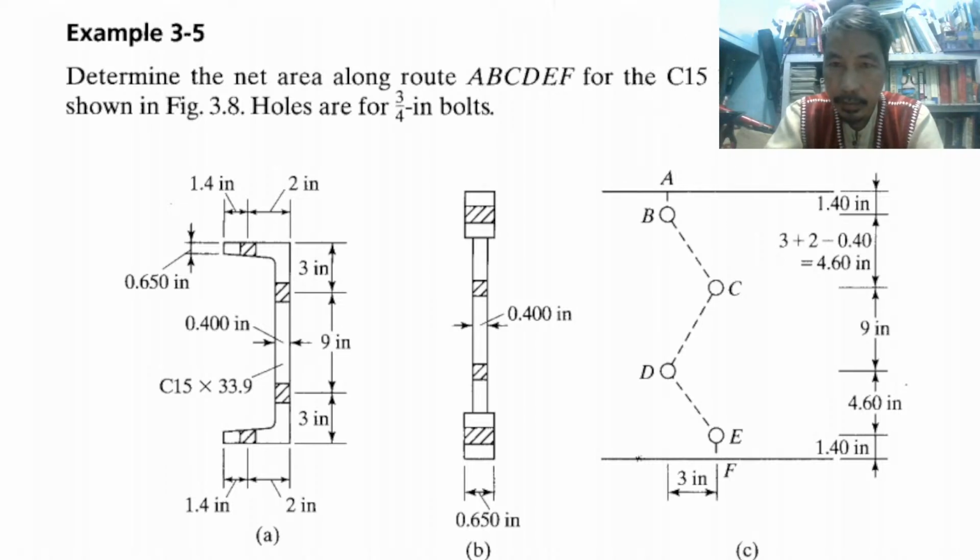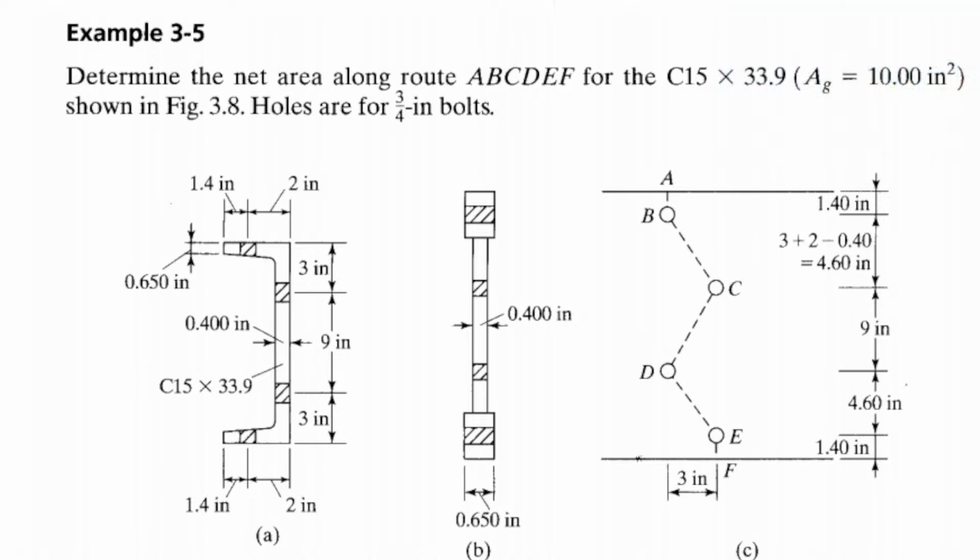So this is a C15 type of C channel, C15 by 33.9. So 33.9 means 33.9 pounds per foot.